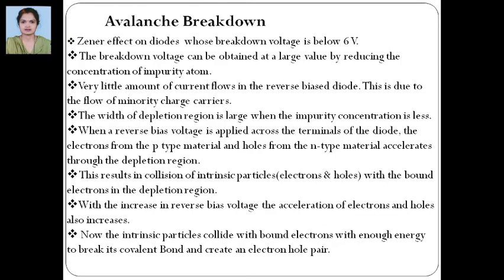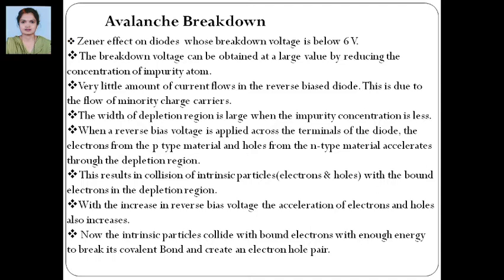Then what is the avalanche breakdown? The Zener effect appears on diodes whose breakdown voltage is below 6 volts, but a larger breakdown voltage can be obtained by reducing the concentration of impurity atoms also.